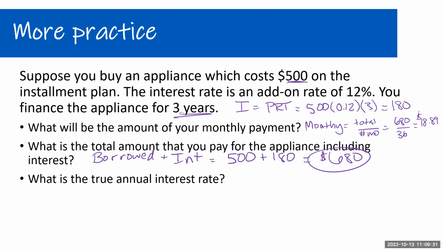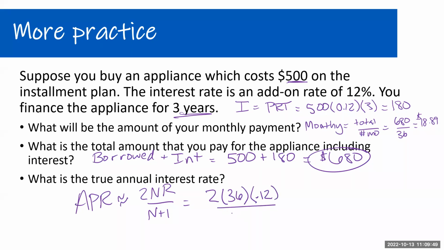What is our true annual interest rate? Well, now we can estimate our APR, which remember is 2NR over N plus 1. So we're going to have 2, N is the number of payments, so 36. R is that add-on rate, so 0.12, all over 36 plus 1. And if we plug that into our calculator, we are going to get somewhere around 23.4%. So you're paying a good bit of interest for that appliance.